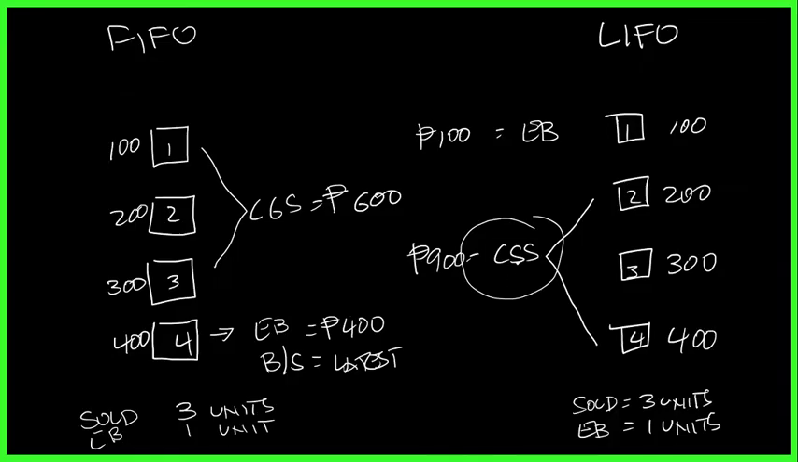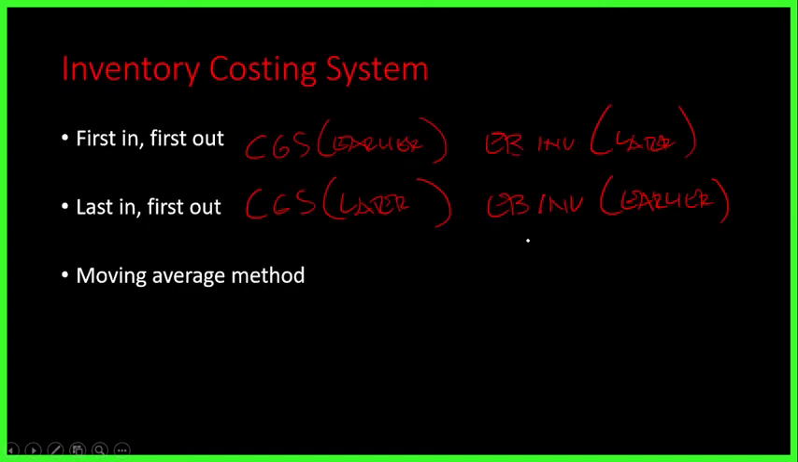Okay, parang balita ko wala na yata yung last in, first out. Anyway, more discussion on first in, first out and last in, first out when you go to your financial accounting 1. Now, let's talk about your moving average. Balik na tayo. Your moving average method is actually a method in valuing your inventory.